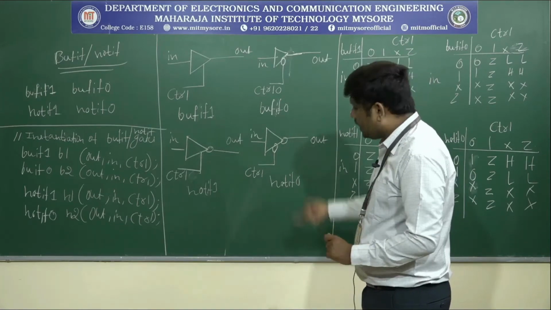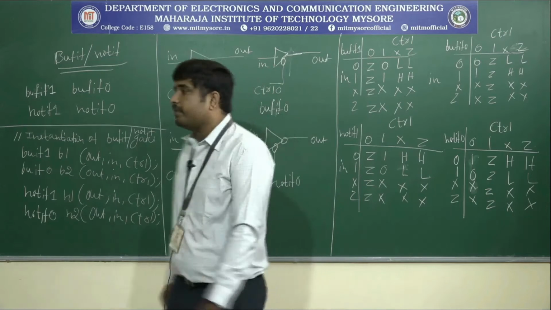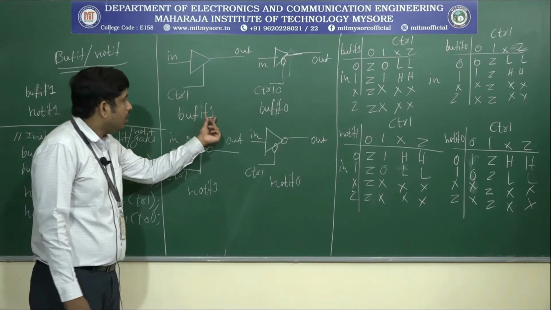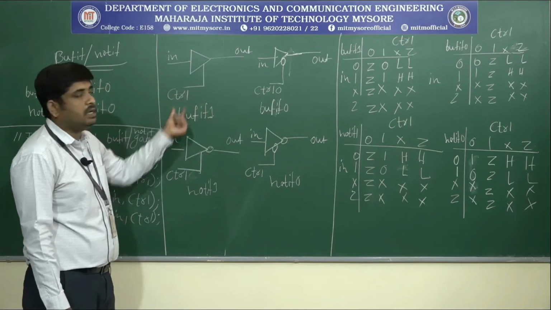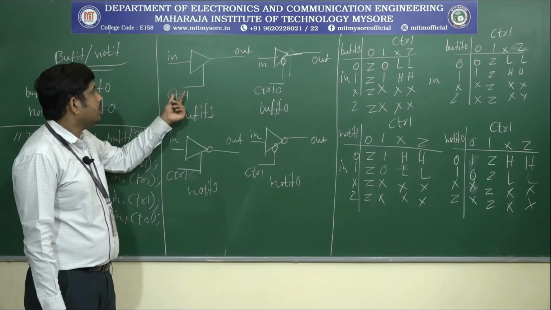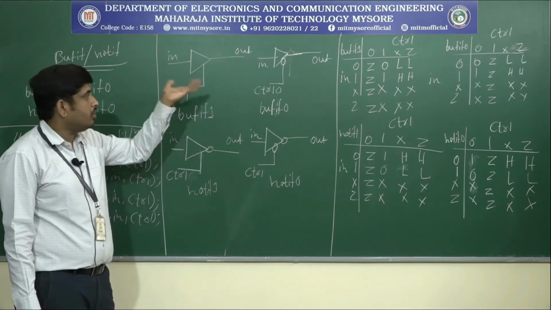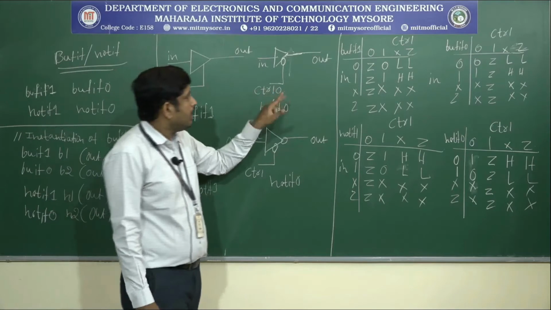So these are all the symbols with respect to bufif and notif. Here the first one is bufif1. Why do we call it bufif1? Because the control signal is logic 1. When the control signal is logic 1, the output is some value, either 0 or 1.